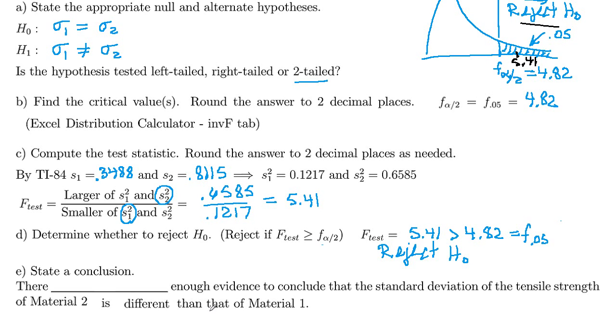So then we state our conclusion: there is enough evidence to conclude that the standard deviation of the tensile strength for material 2 is different than that of material 1.